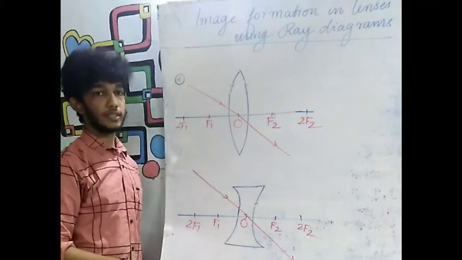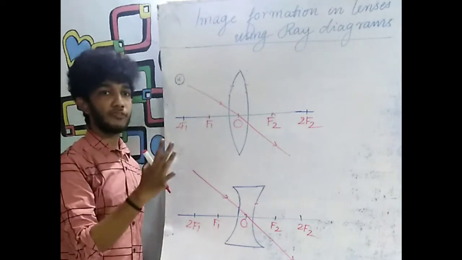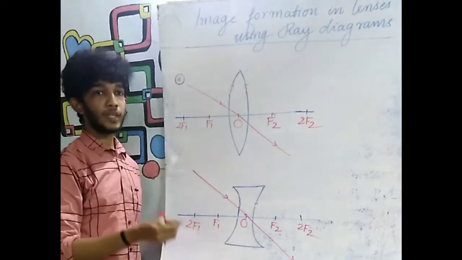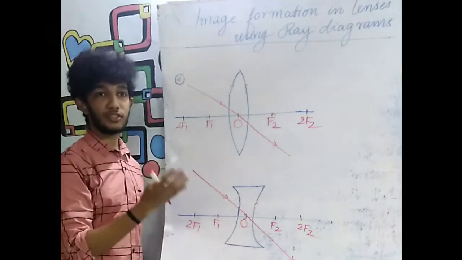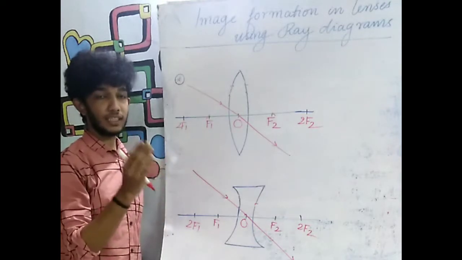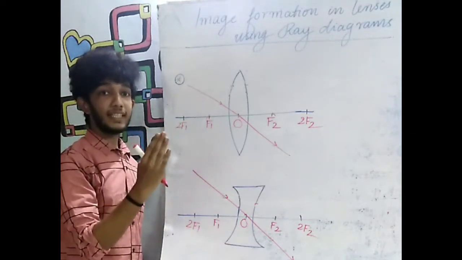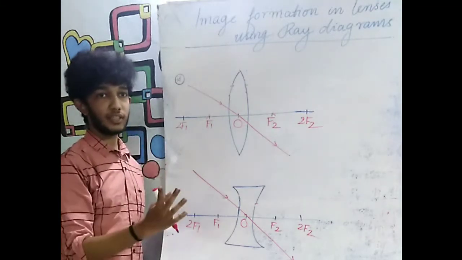These are the 3 rules. Now we are going to discuss the image formation in the case of convex and concave lenses. In the case of convex lens, we have 6 different positions of the object, and the convex lens always forms a real and inverted image, except in one case, that is the 6th exceptional case.